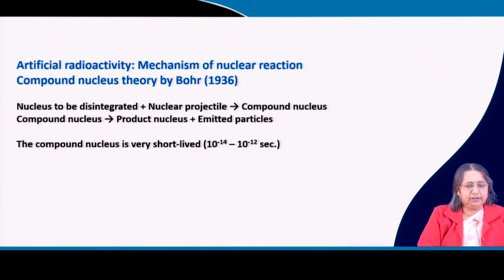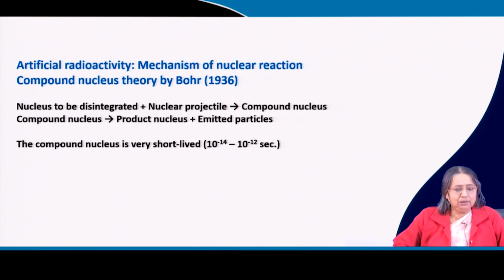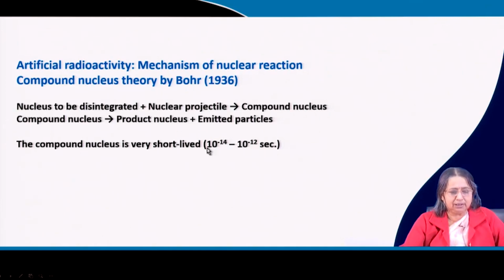Now, for artificial radioactivity, there is a mechanism given by Bohr in 1936. How does it happen? A nuclear projectile hits the nucleus to be disintegrated, and they form a compound nucleus, which is very short lived. The compound nucleus then forms the product nucleus with the emission of particles. This is the theory given by Bohr. The compound nucleus is very short lived, 10 to the power minus 14 to 10 to the power minus 12 second.